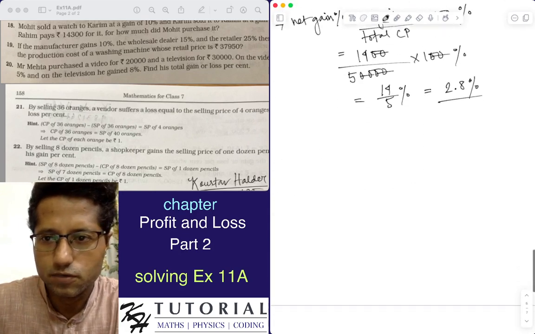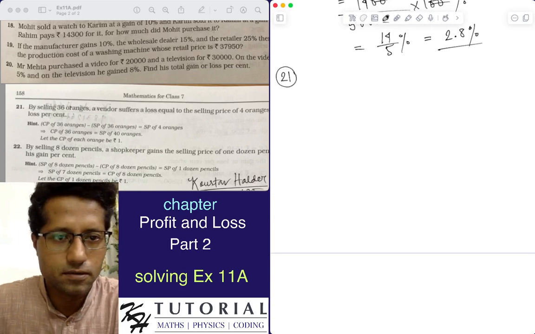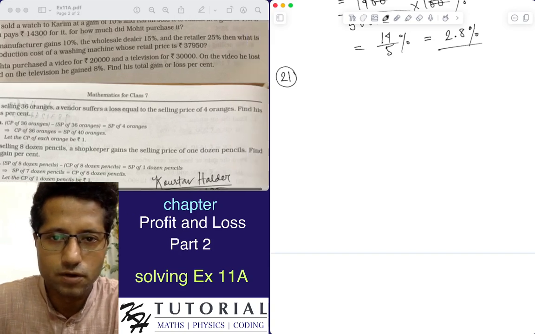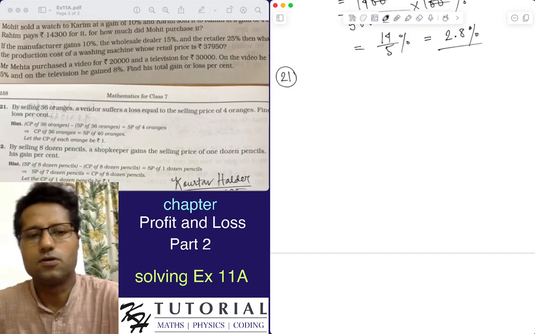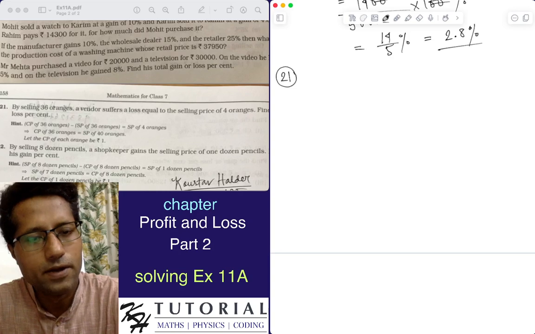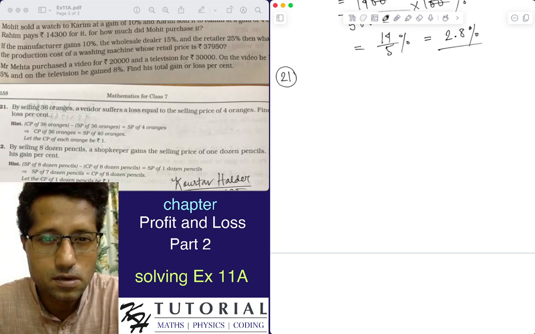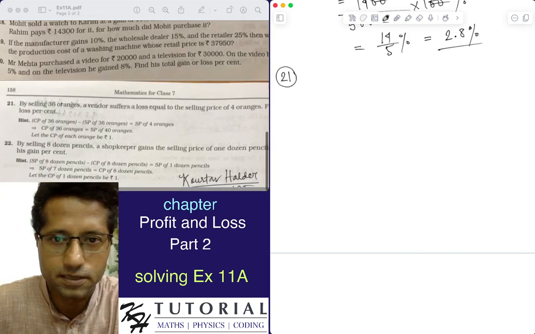Okay, let's do question number 21. It says, by selling 36 oranges a vendor suffers a loss equal to the selling price of 4 oranges. Find his loss percentage.